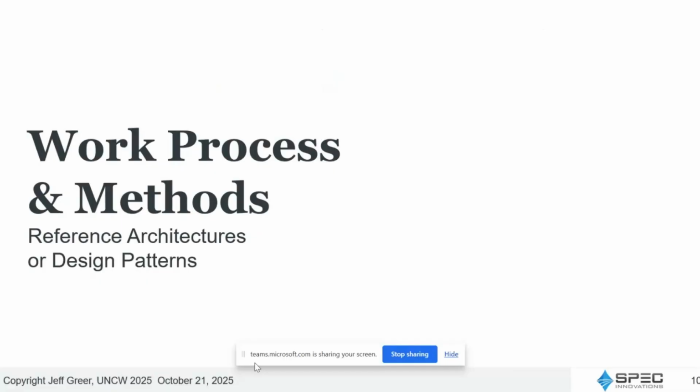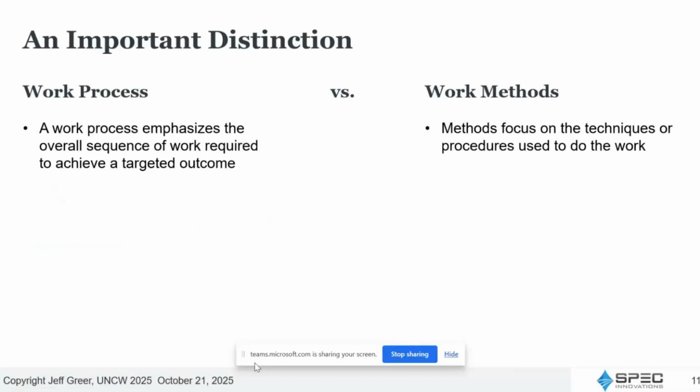So as we go through here, let's look at work processes and methods. In model-based system engineering, sometimes they're referred to as reference architectures, or the Object Management Group, which I think recently just got sold to the folks running the Digital Twin Consortium. They're known as design patterns. So just an important distinction, a work process versus a work method. A work process emphasizes the overall sequence of work required to achieve a targeted outcome, whereas the method focuses on the techniques or procedures to do the work.